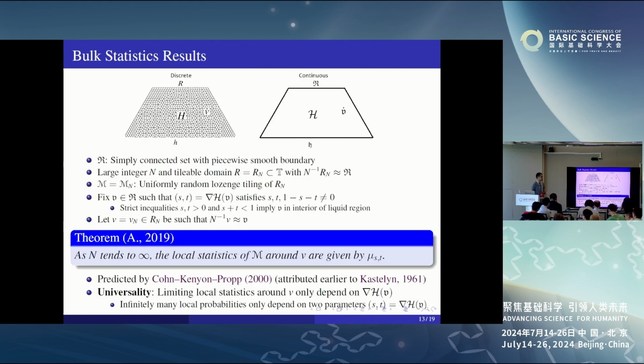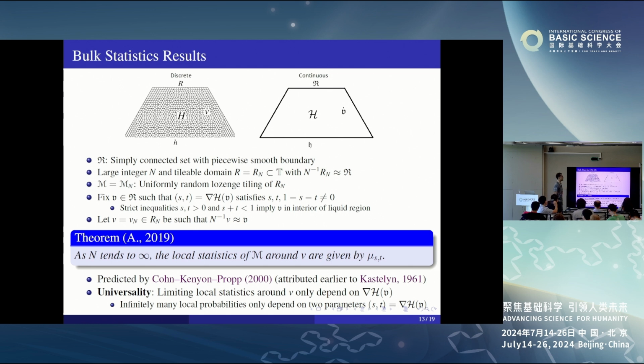Okay, so now I will describe the theorem, the bulk statistics theorem. Let me just remind you of the setup, which, at least most of it, is going to be similar to the global limit shape. So that's part of the reason why I mentioned that earlier in the talk. Again, the fraktur notation is going to be on the continuum side, and the Roman notation is going to be on the tiling side.